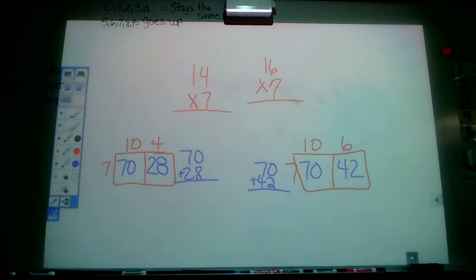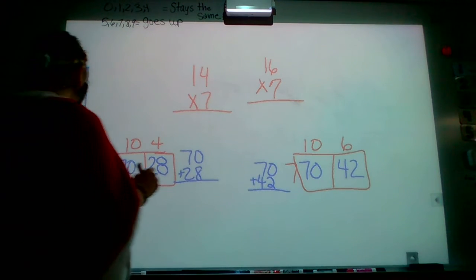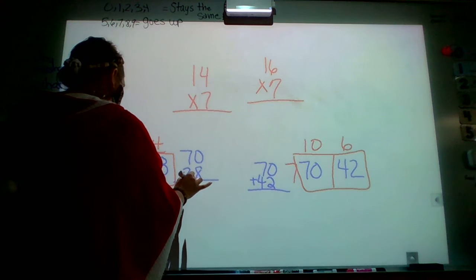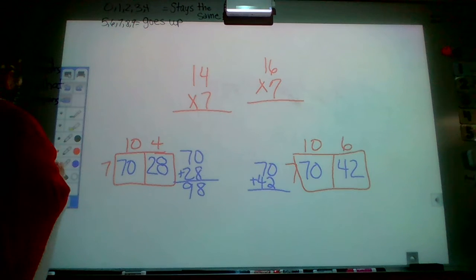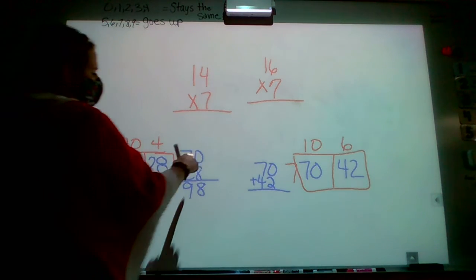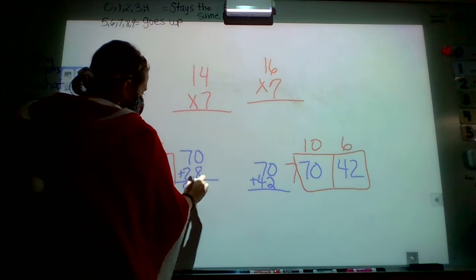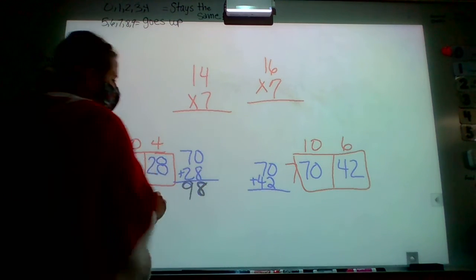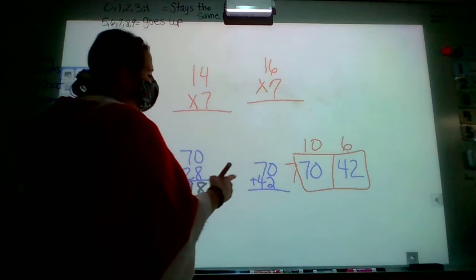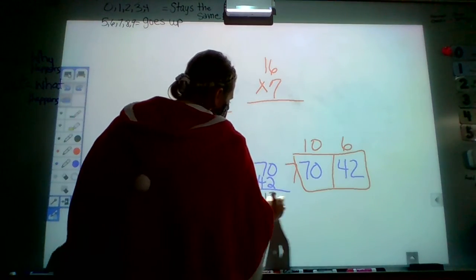Who has the answer? Nathan. What's 70 plus 28? It's not even in the hundreds. Hold on. Nathan, 0 plus 8 is? 8. Yep. And 7 plus 2 is? 9. Were you giving me the other answer? Yes. He was giving me the 112 over here.